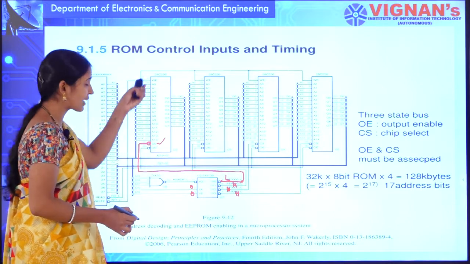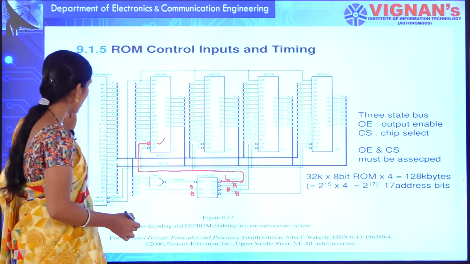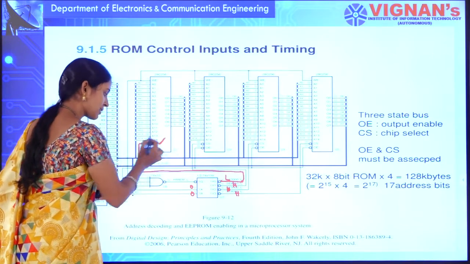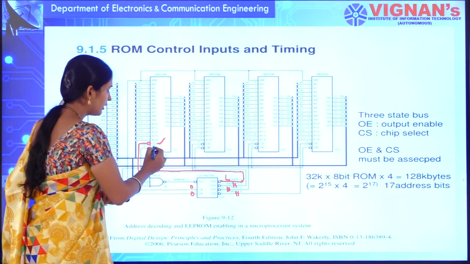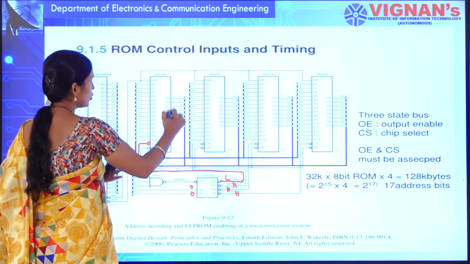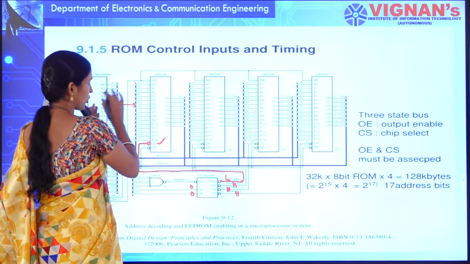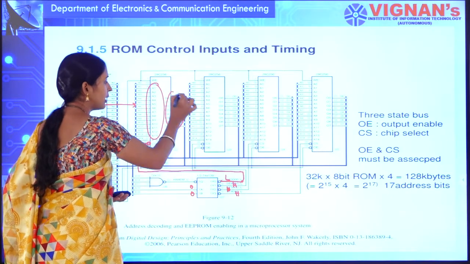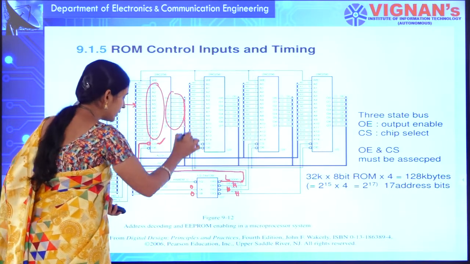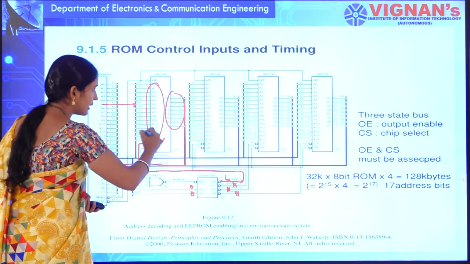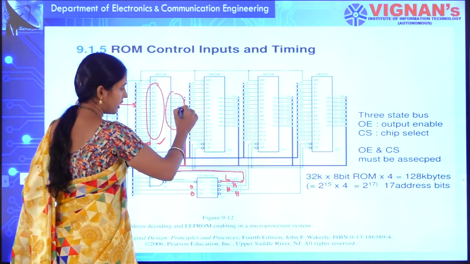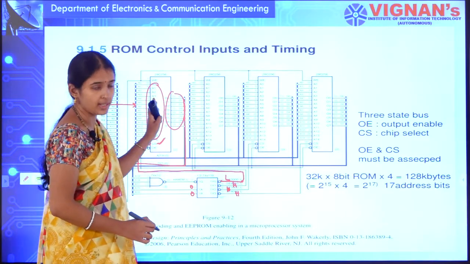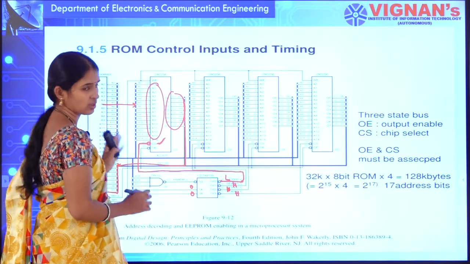That means you are accessing this chip. Right now the microprocessor is accessing this chip. Okay. That means your chip select is asserted, and you are giving the address from the microprocessor to this particular chip. So, whatever data is at that particular address will be available at the output. So, you can read the data. The microprocessor can read the data from this chip. Whatever data is there will be accessed by the microprocessor.